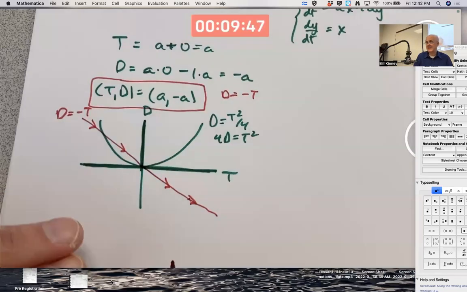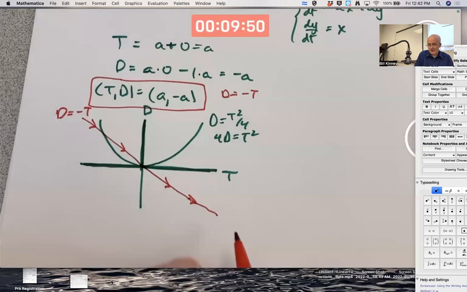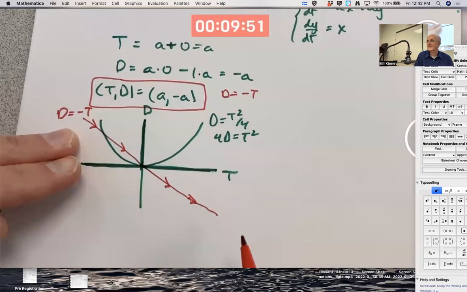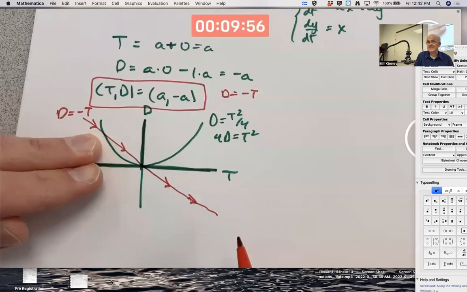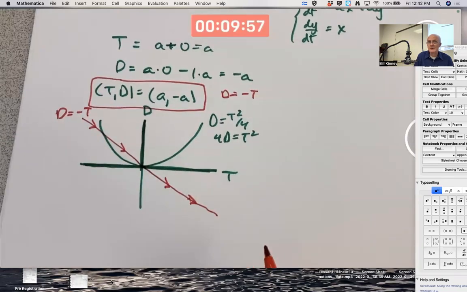That's what happens in this example. It's possible with other examples, you could be going backwards along that line and T would decrease as D increases. That's possible. Don't rule it out.